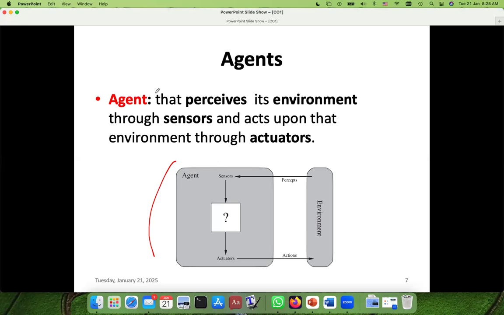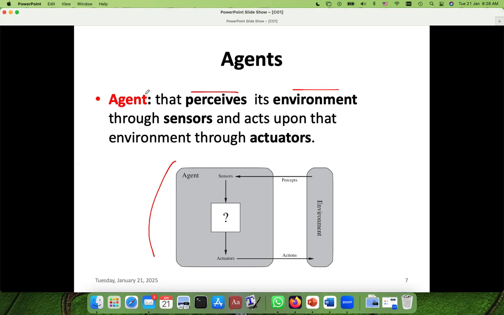What can an agent do? An agent can perceive. Perceive means observe, okay? Read or take input. An agent can take input, can read, can observe, can perceive. So perceive what? Perceive its environment. The environment in which the agent is working, in which your program will work, that program will have the ability to read from the environment, to perceive from the environment.